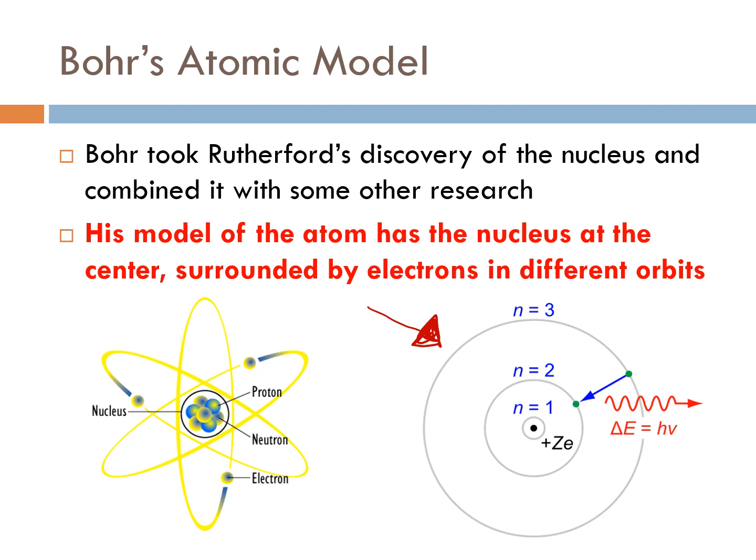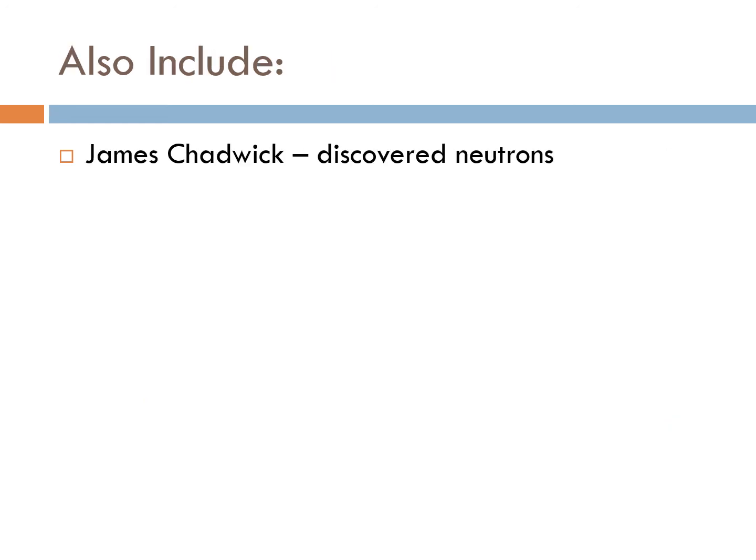So remember that when electrons go from different orbits, if they go from here to here, they have to absorb energy to get away from the attraction to the nucleus. And then once eventually it gets released, it goes down an orbit level, and energy or light is released. Also in your notes, please include that James Chadwick discovered neutrons.